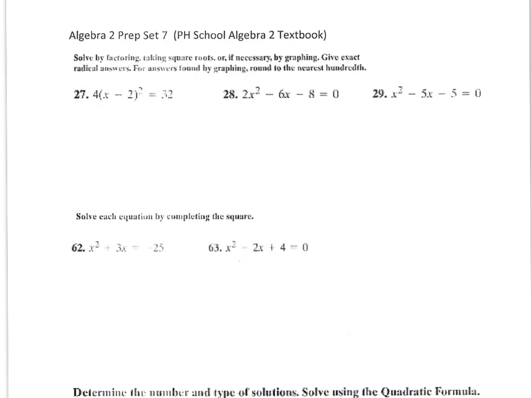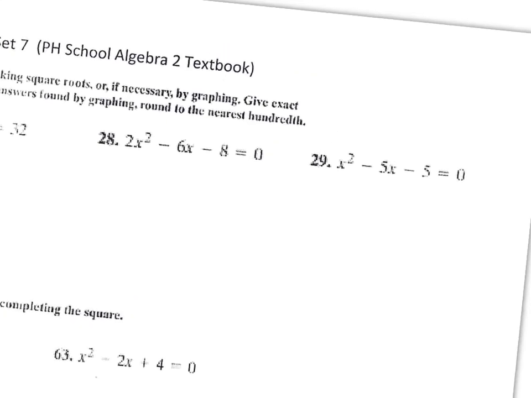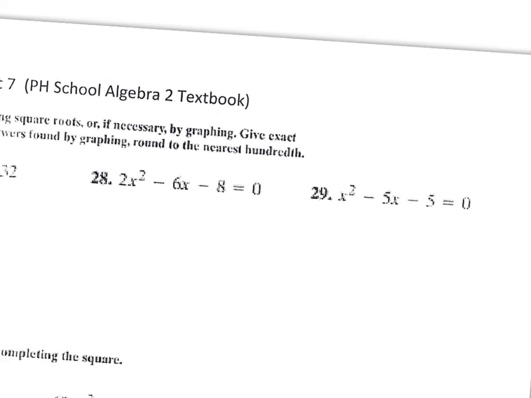In this section, it's about solving quadratics. There are different methods to solve quadratics. I'm going to list off the different methods that you can do. You can do the square root method. The square root method is when there's no b term.